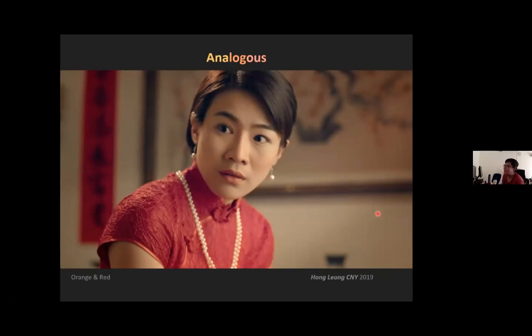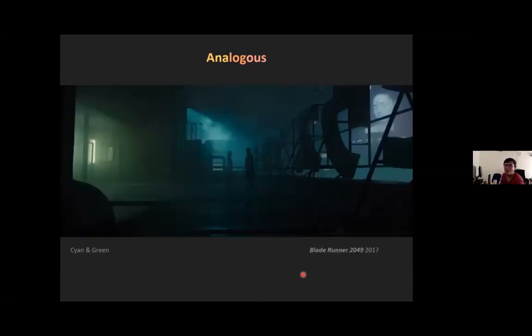And then, again, this is my own project, a color grading project for Hong Leong Bank Chinese New Year 2019. No, actually 2020, not 2019. I'm so sorry. Okay, so there is orange and red colors to form a very nice and soothing view for the whole scene. And next, again, Blade Runner 2049. Okay, DOP by the famous Roger Deakins. All right, there's cyan and green. Again, all these colors are very close to each other on the color wheel.